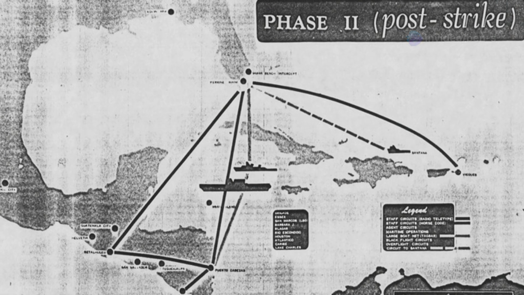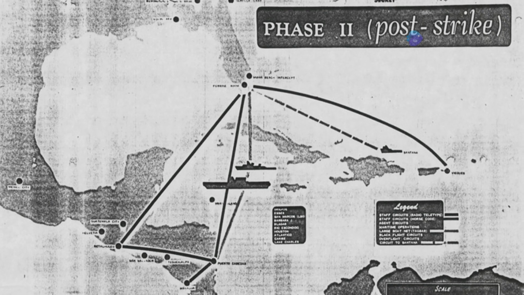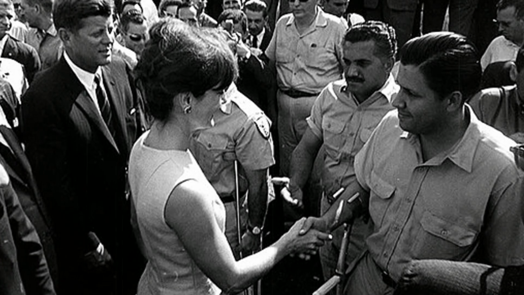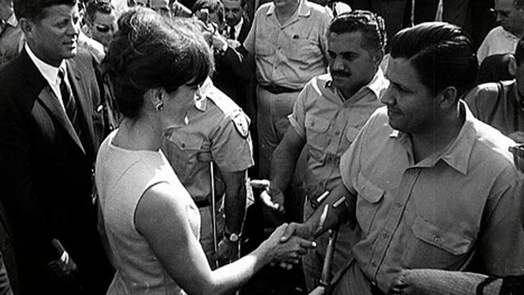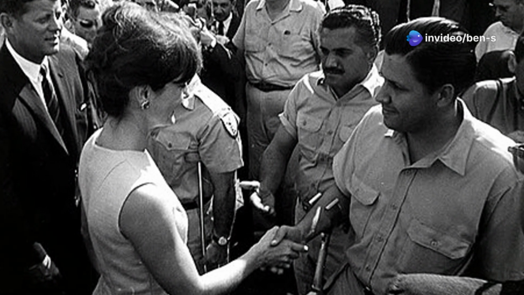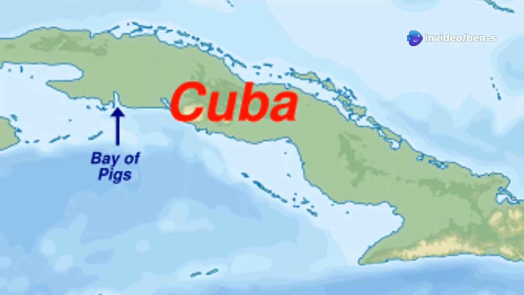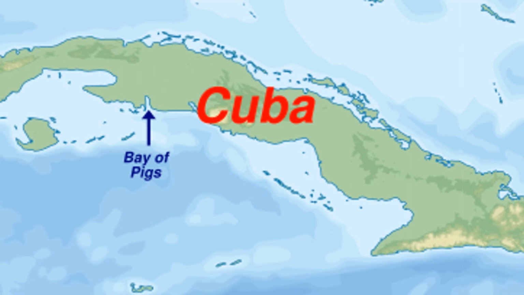But when John F. Kennedy took office in 1961, he inherited the operation with major flaws still in place. Despite concerns from military advisors, Kennedy approved the plan. The invasion force, made up of about 1,400 Cuban exiles, trained and funded by the CIA, was set to land at the Bay of Pigs, a remote swampy area on Cuba's southern coast.